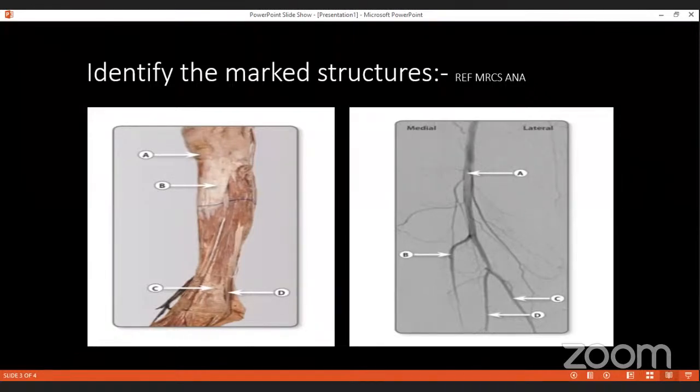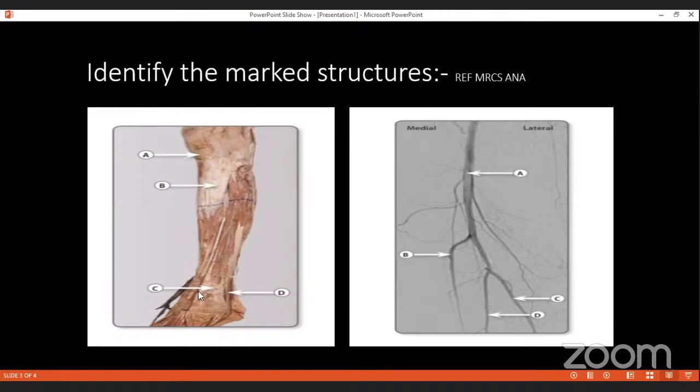B, this is the fascia for tibialis anterior. Very good. And C, please? C, this is the superior extensor retinaculum. Very good. And D? D is the peroneus longus and brevis tendon. Very good.